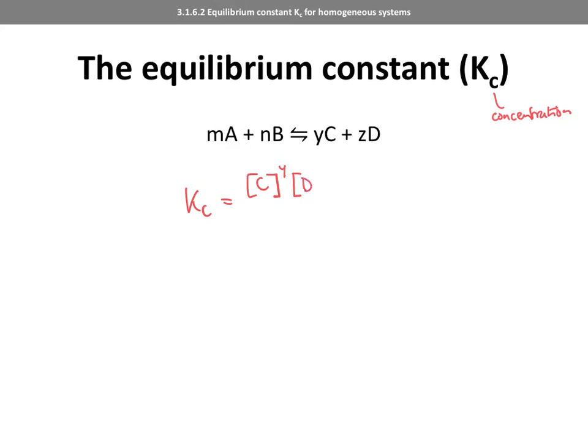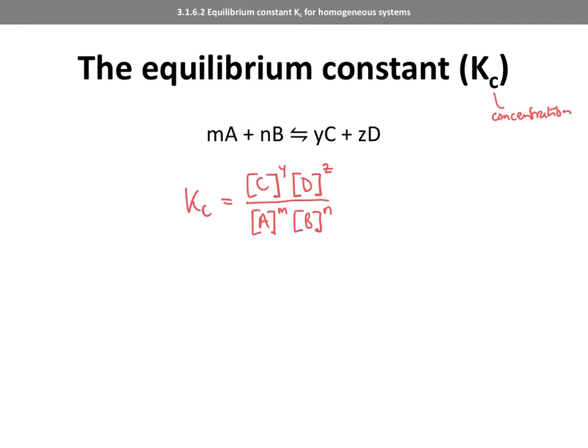So the other products, D, and to the power of however many moles that is, so Z, and then divided by. Basically the products go on the top, the numerator, and underneath are the reactants, so A to the power of M, however many moles, of course that could be 1, and then B to the power of N.